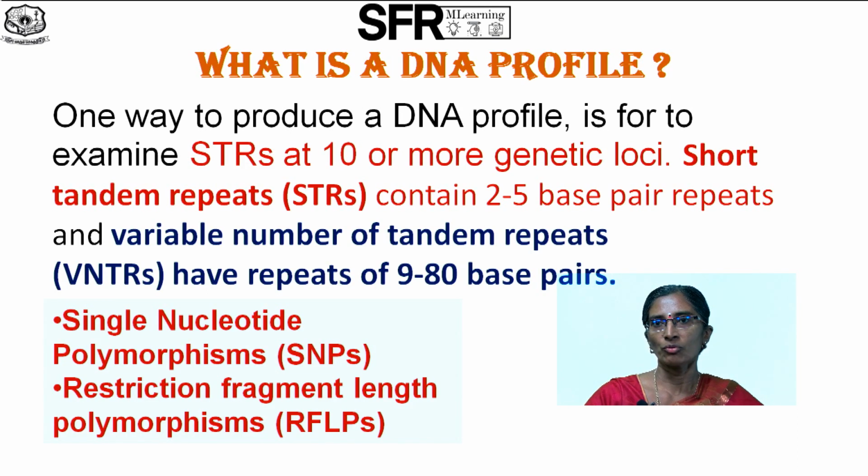So, what does a DNA profile mean? It can be made with short tandem repeats. For example, these repeats are located at 10 or more places, or loci, and each repeat has 2 to 5 base pairs. Then there are VNTR repeats, which have a length of 9 to 80 base pairs. Other than that, single nucleotide polymorphism and restriction fragment length polymorphism techniques are also available.